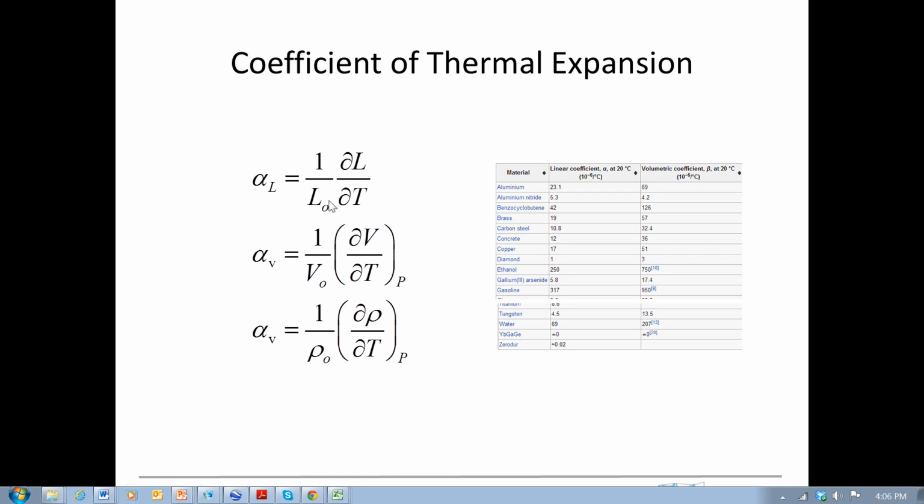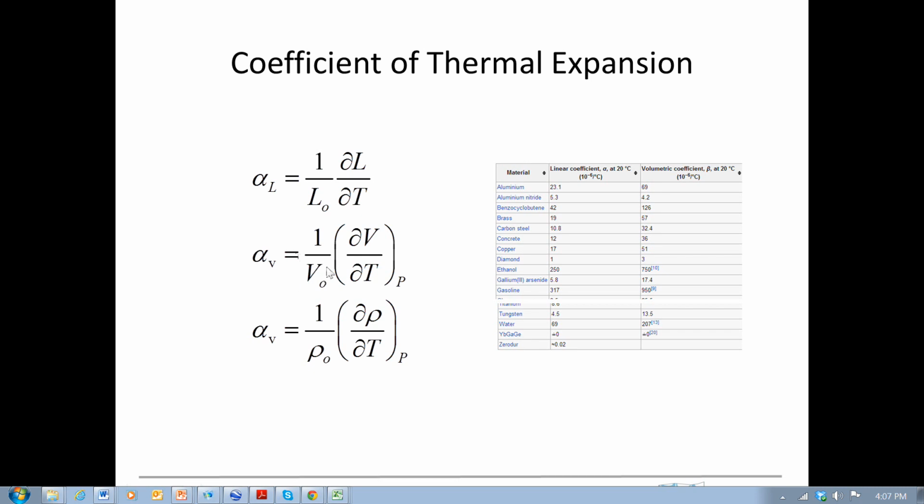Basically, what that says is that the change in length of something per unit change in temperature, divided by the initial length, is equal to alpha. And then there's also the volumetric thermal expansion. So this is change in volume at constant pressure with temperature divided by the volume initially. That's the volumetric thermal expansion.